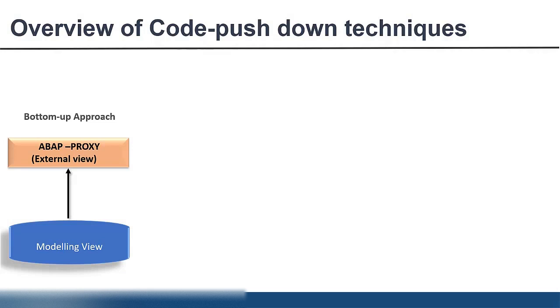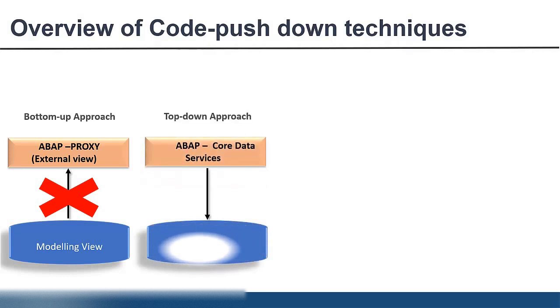You have also learned that this is a bottom-up approach and there are multiple limitations of the bottom-up approach, and that is why this code push down technique, modeling view, is not suitable for ABAPers. So because of multiple limitations of the bottom-up approach, SAP has come up with the next code push down technique, that is core data services, that is CDS view. So you create a CDS view directly in ABAP layer and underlying database objects get created in database. This is a top-down approach and this is one of the recommended code push down techniques for ABAPers.